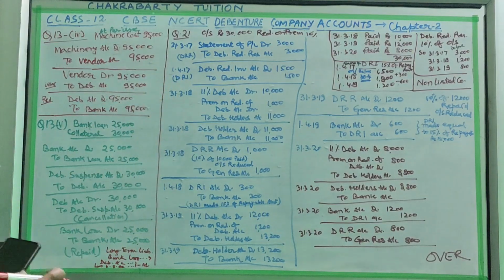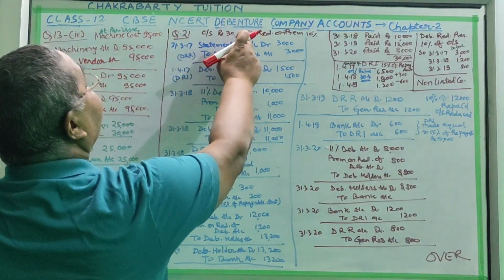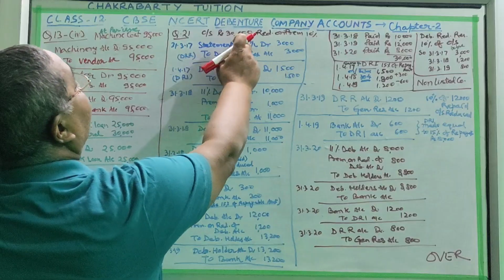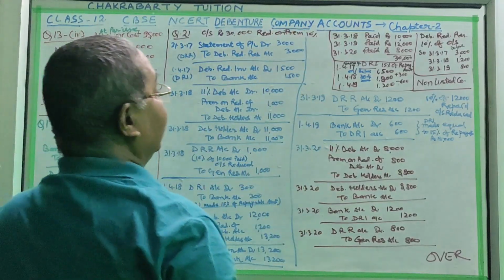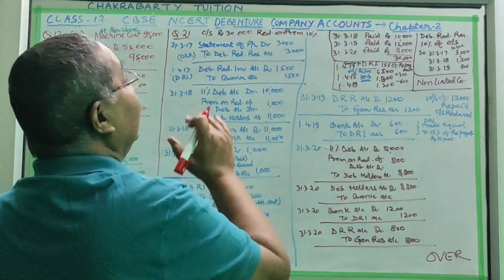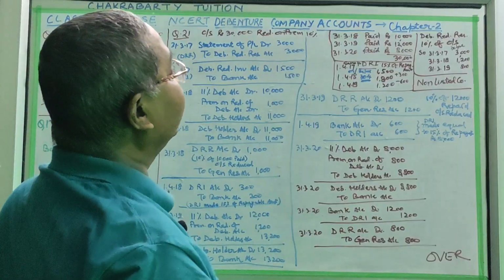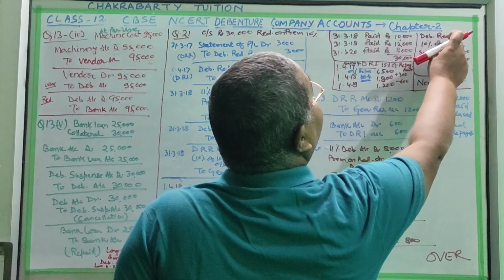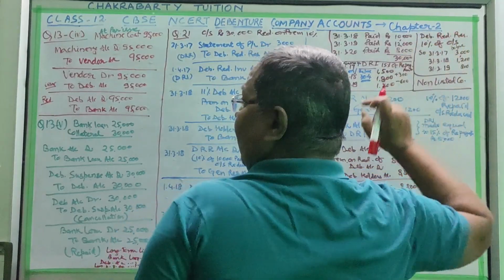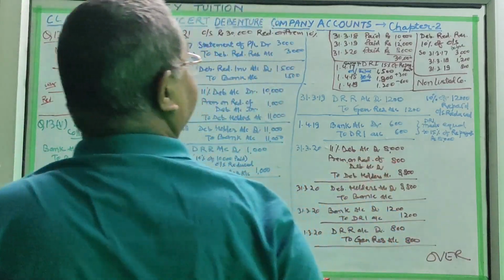Now we will solve question number 21. Here in question number 21, the outstanding in debenture account was 30,000 and its redemption is to be made at 10% premium. Now here we have taken the company as a non-listed company. So if it is a non-listed company, you have to create a debenture redemption reserve of 10% of the outstanding. You have to create 10% of the outstanding.